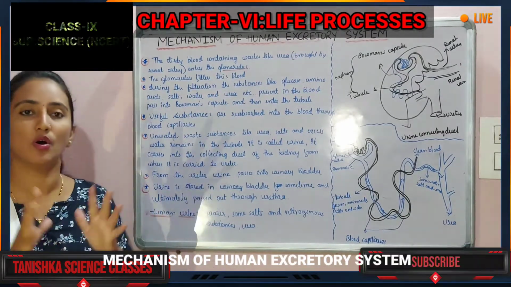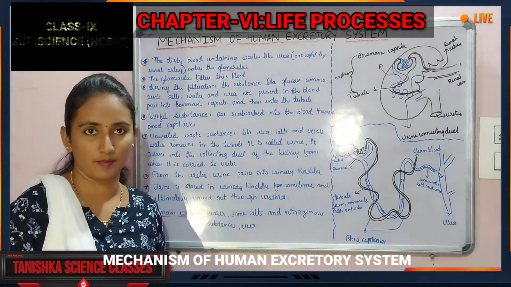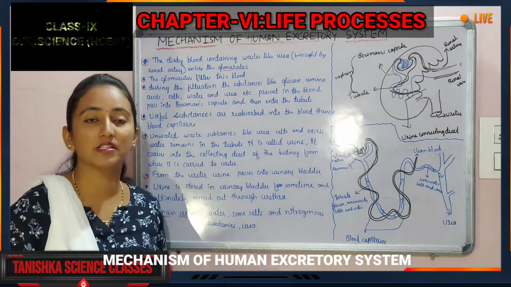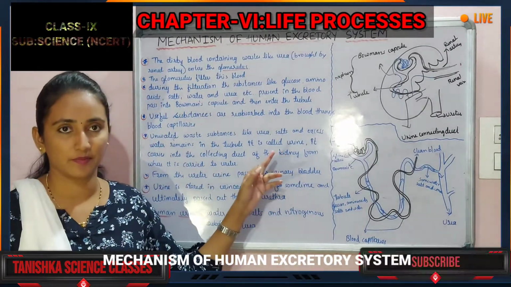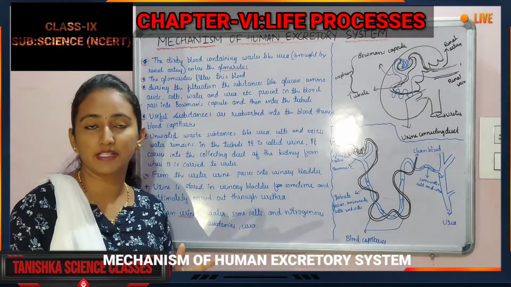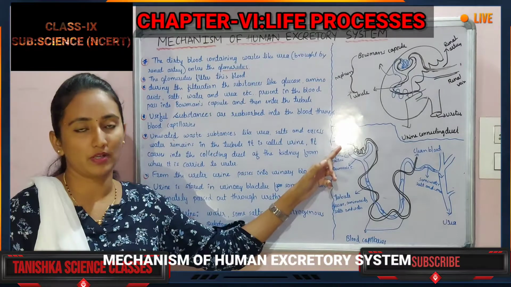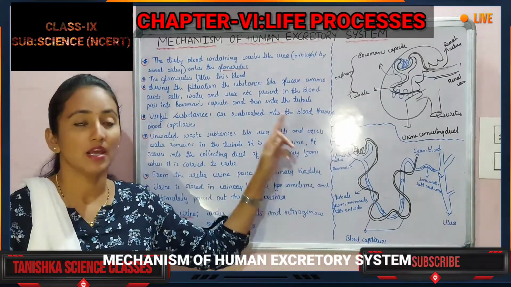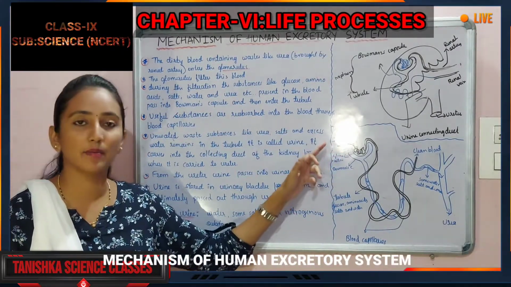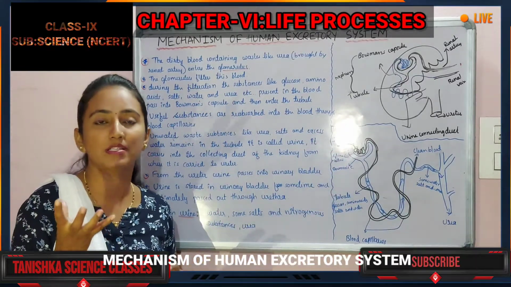Dirty blood from all parts of the body enters the kidney. How does it enter? Through the renal artery. You know that arteries bring blood from all the parts of the body into the nephron. Dirty blood enters the nephron at the place of the Bowman's capsule.